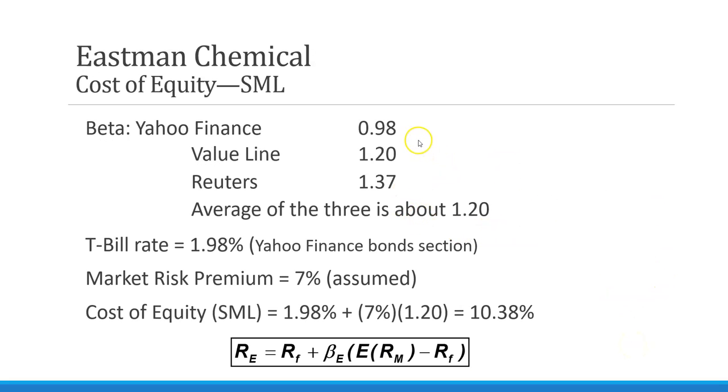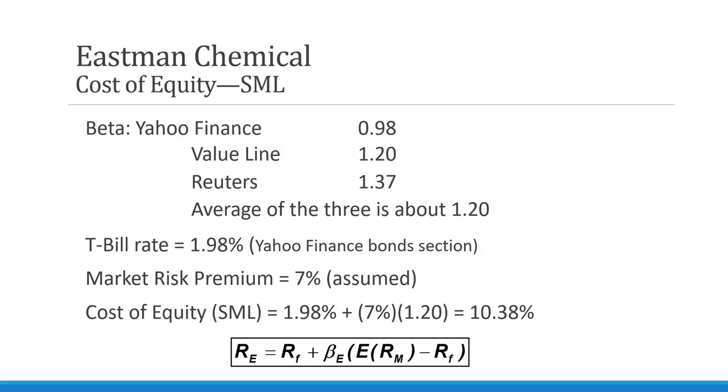We can see that our beta is 0.98, the Value Line is 1.2, and Reuters is 1.37. There are 3 different websites, 3 different betas. So we would average those 3 betas together and use an average beta in our formula.